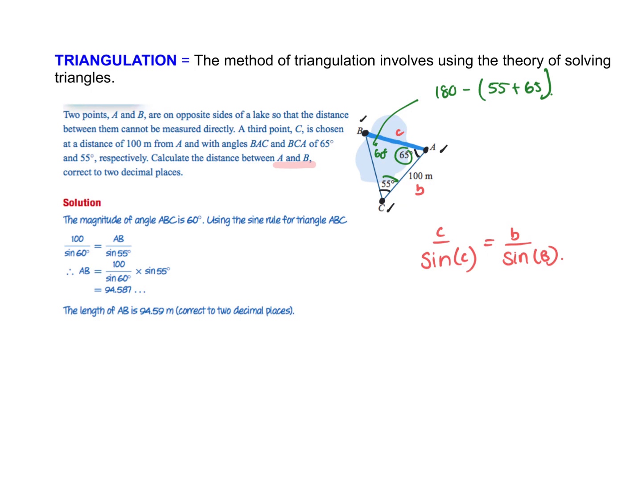And then we can just plug in all our information that we know: sine 65 over c equals b, 100 over sine 60. Okay, and then we can just use solve on our calculator. So we're used to just doing solve, comma C, and we'll end up with the answer that they got there.